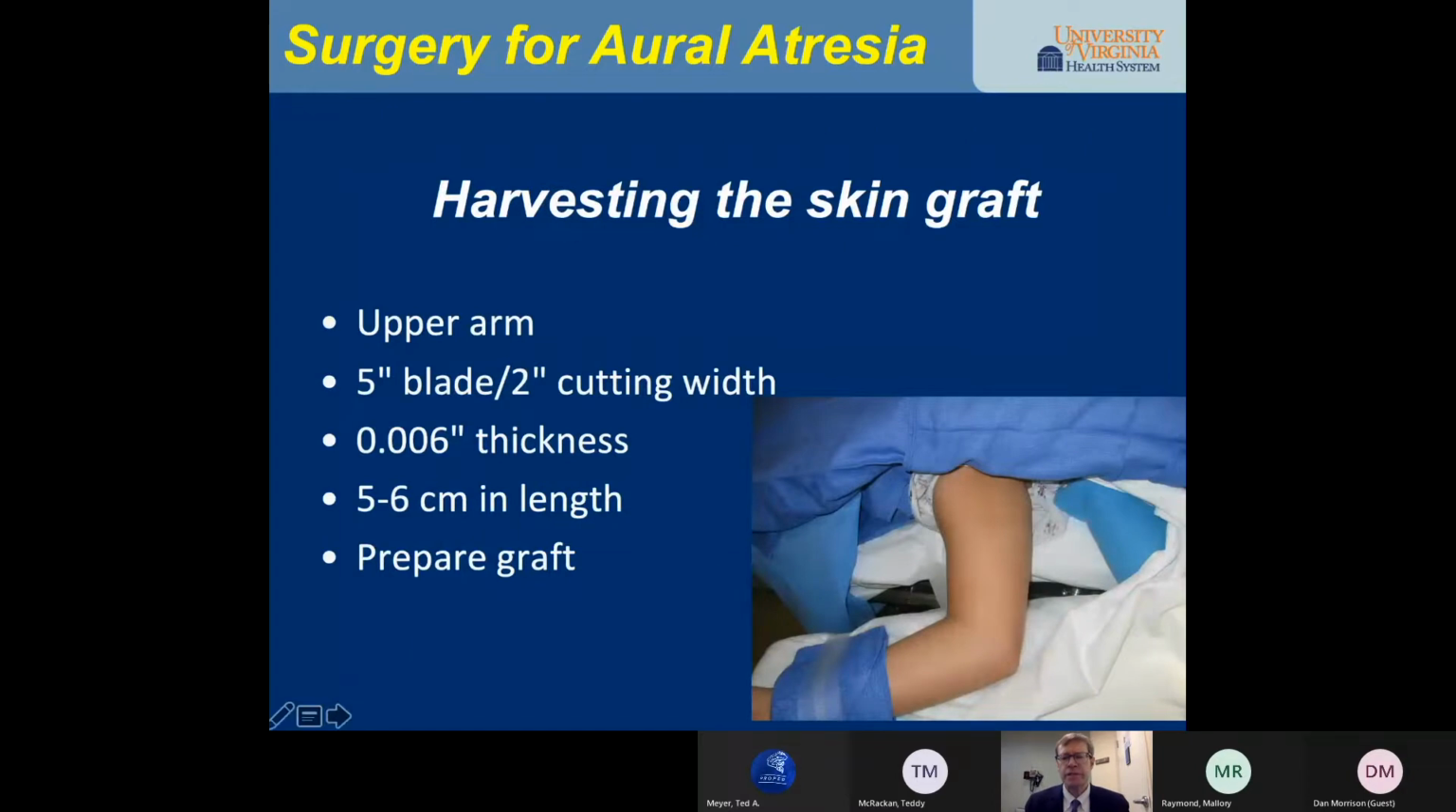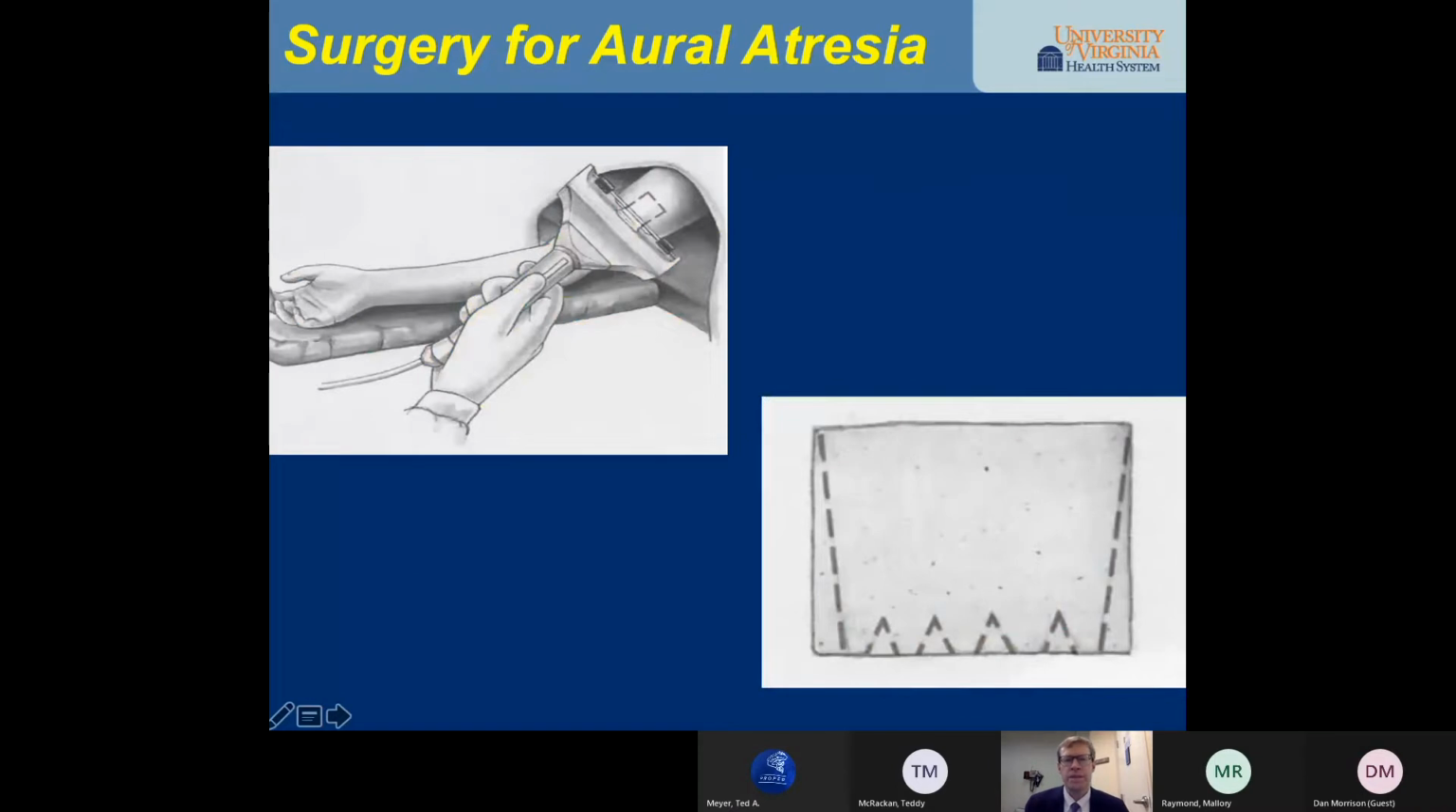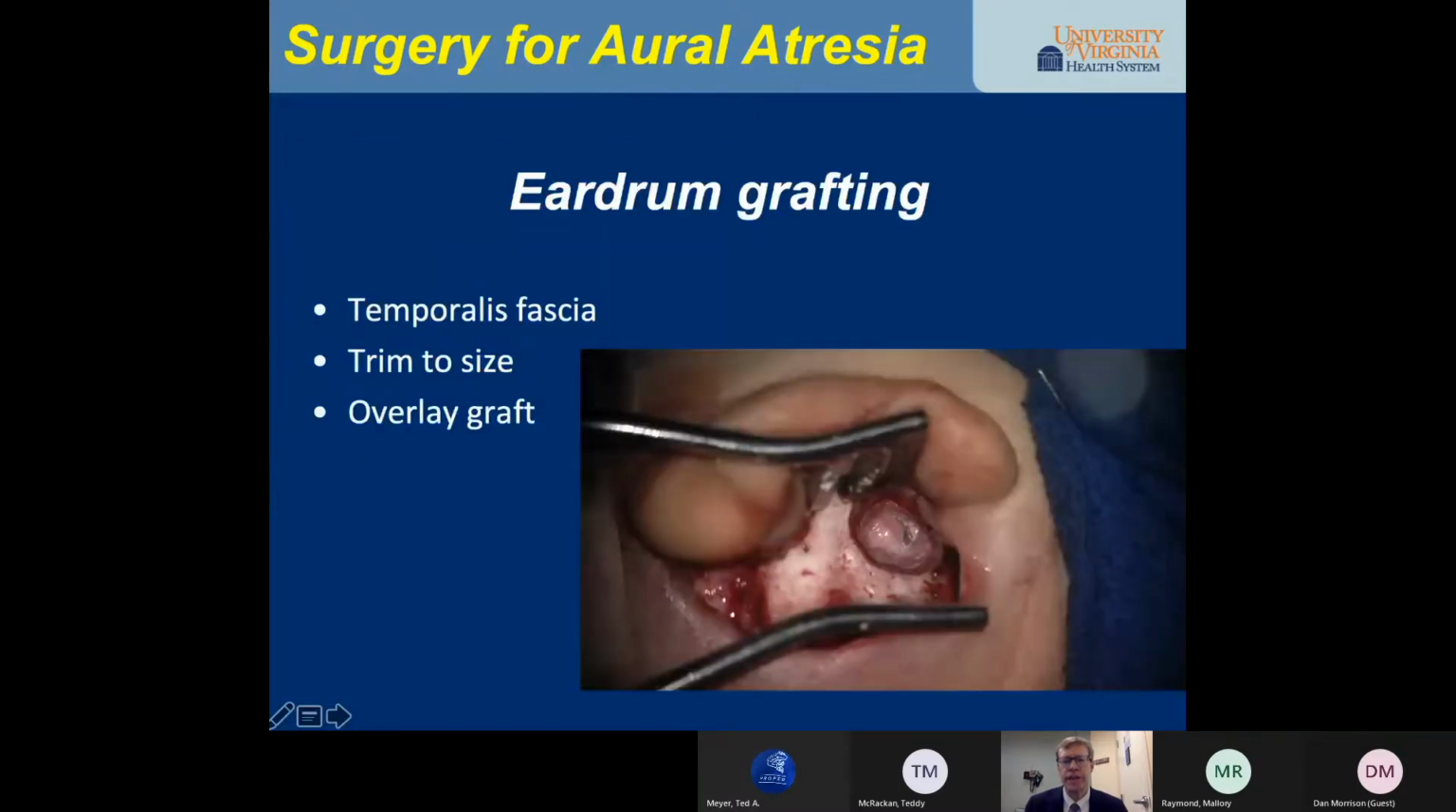The skin graft I generally take from the non-hair-bearing arm, the upper arm. I use the 5-inch blade with 2-inch cutting width at 0.006 inches thick. It is very, very thin, 5 to 6 centimeters in length. And so I use a standard Zimmer dermatome, the upper arm. If the arm is too skinny for the 2-inch guard, I'll take it from the lateral thigh. And then I prepare it by tapering the edges, cutting these edges to a taper, and then making 5 notches. And those notches will align over the temporalis fascia graft.